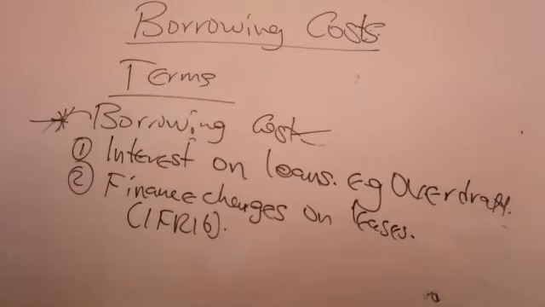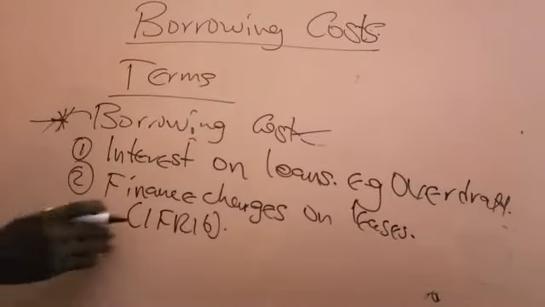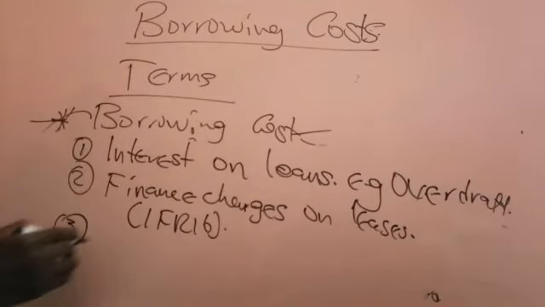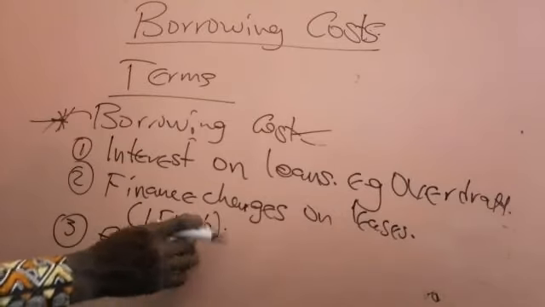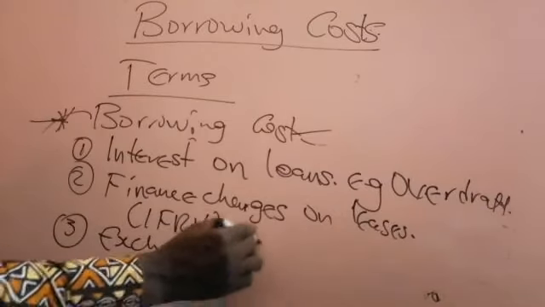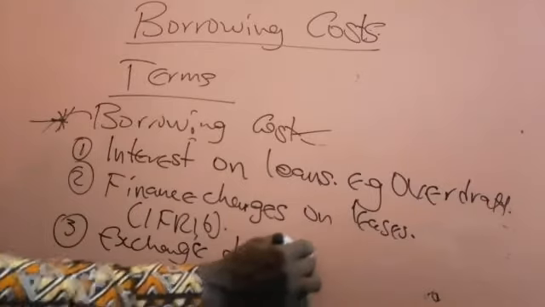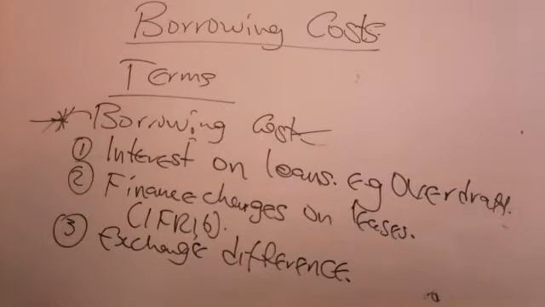Now the last example is the exchange difference arising from foreign currency borrowings. So exchange difference arising from where? Foreign currency borrowings.